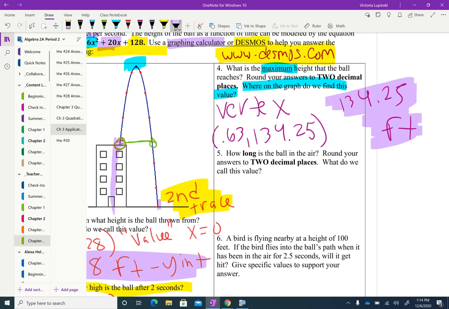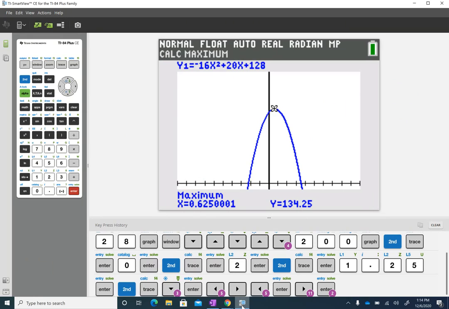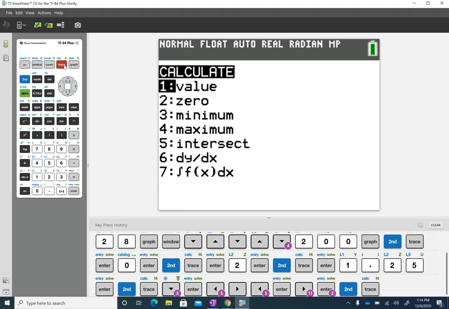How long is the ball in the air? Well, we will know that the ball is no longer in the air once it reaches the ground. So once it reaches the ground, that is this value right here. Where are we going to find that graphically? Well, again, all the good stuff is if you press second trace. You're looking for hopefully the x-intercept. Hopefully you remember that another word for x-intercept is the 0, and that's what the graphing calculator calls it.